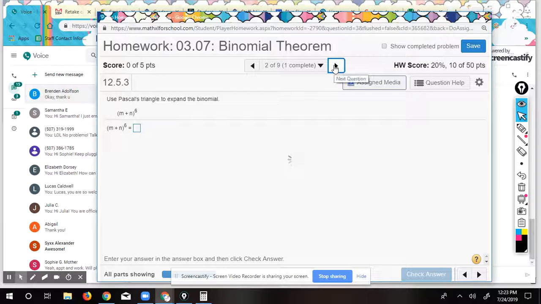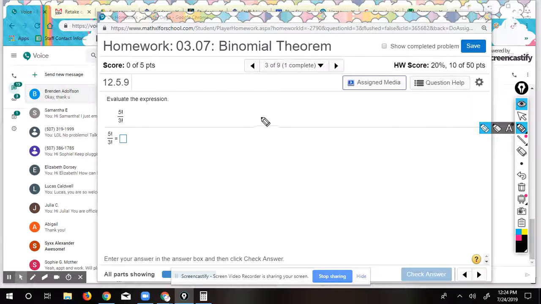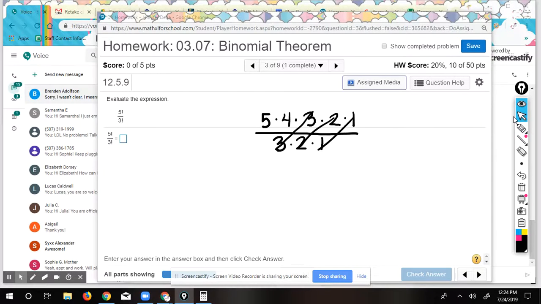It follows the pattern. Okay, now we're dealing with factorials. And factorials are kind of cool because all they mean is that the exclamation point means you're multiplying. So if it's 5 exclamation point, that means we're going 5 times 4 times 3 times 2 times 1. And then on the bottom, 3 times 2 times 1. And what's cool is when you expand out a factorial like that, whatever's on the same top and bottom cancels itself out. So we're just left with 5 times 4, which is 20.